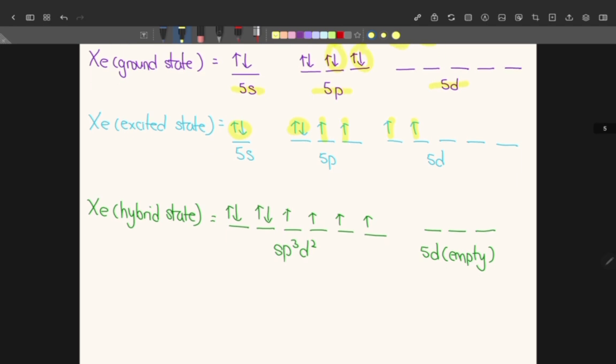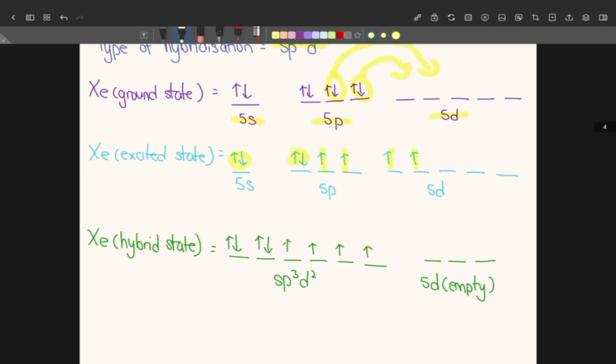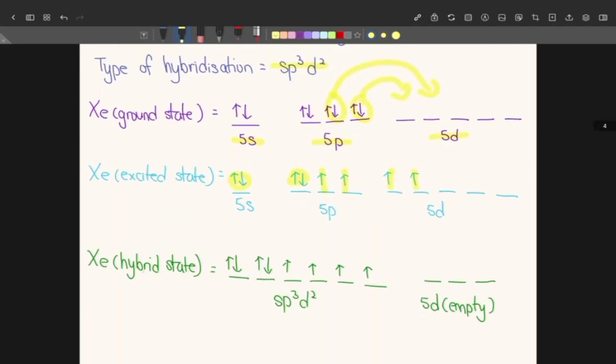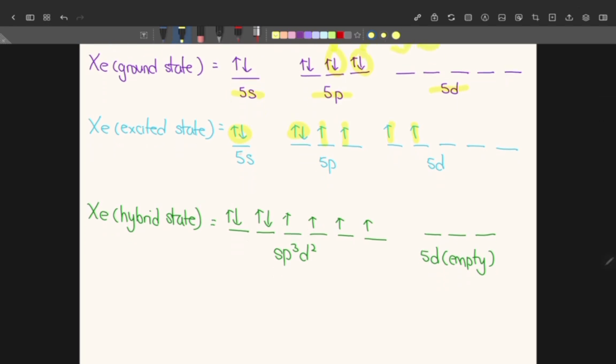Then next is the hybrid state. For the hybrid state, the sigma bonds and lone pairs will undergo hybridization. So the sigma bonds and lone pairs, these 2 lone pairs and 4 sigma bonds.